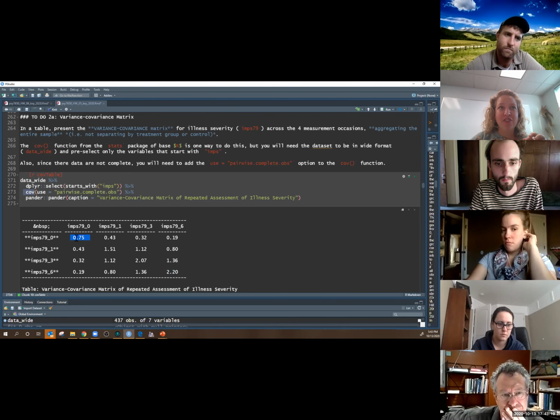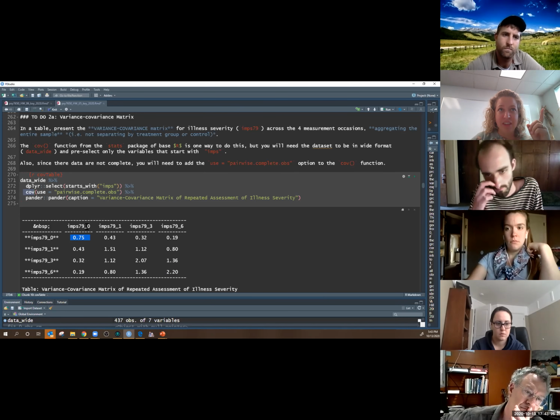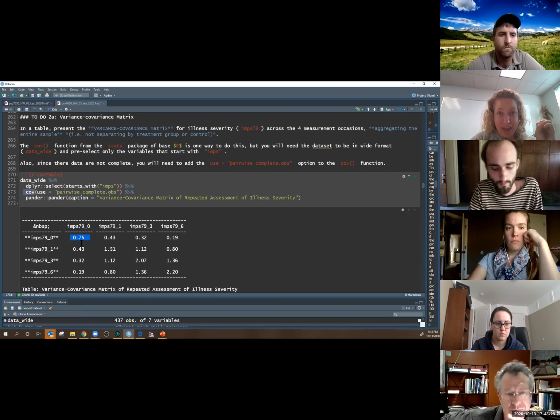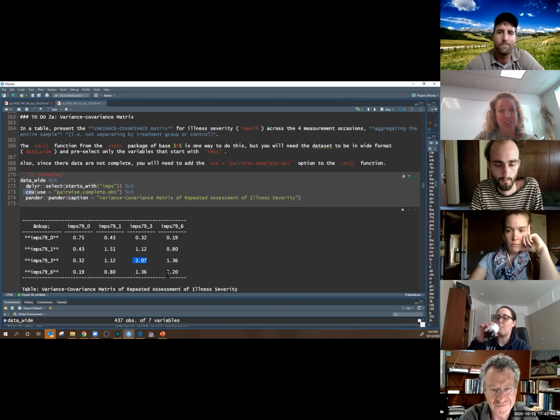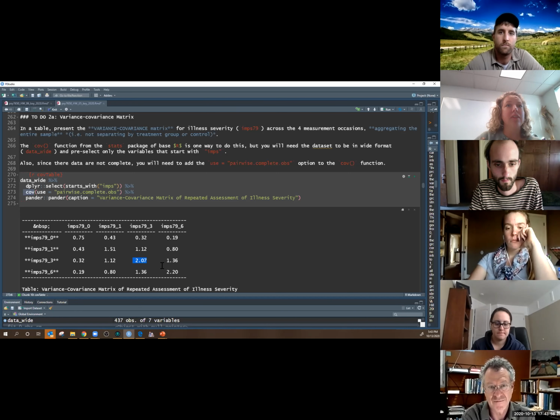So 0.75 is the variance of, and if we look to the side, it says 0, and above it says 0. So this is the illness severity at baseline. The variance is 0.75. At time point 1, the variance is almost double. It's 1.51. If we go up to the third time point, what's the variance? It's even bigger. Do we have homogeneity of variance? No. Should we be doing an ANOVA? Heck no, because we're going to violate the assumption of homogeneity of variance. If you did Levene's test, it would just, boom, 3 stars, you were violating. So on the diagonal are the variances.